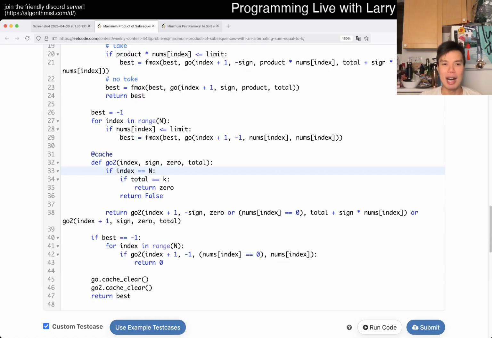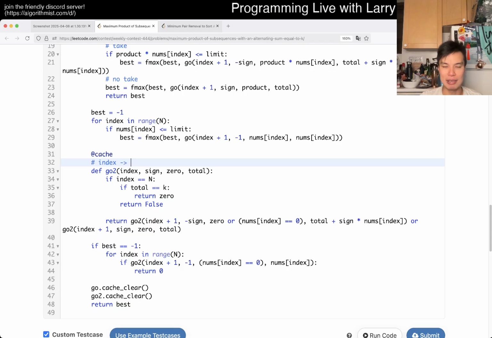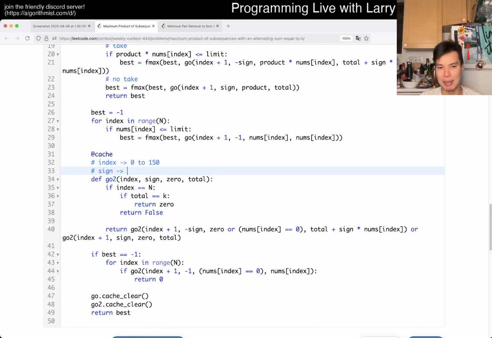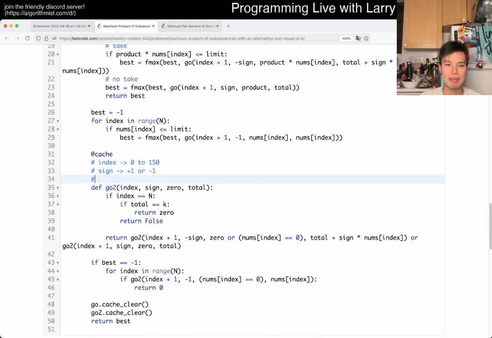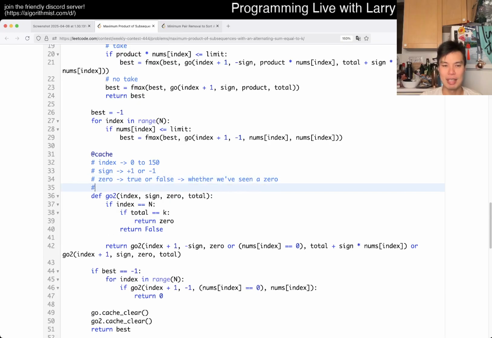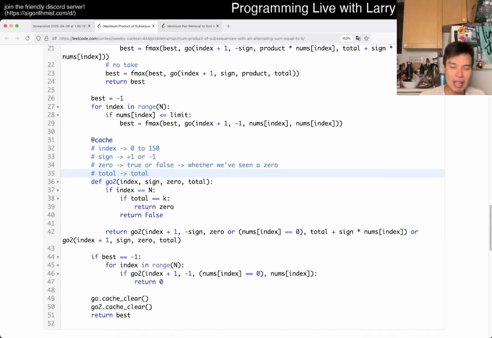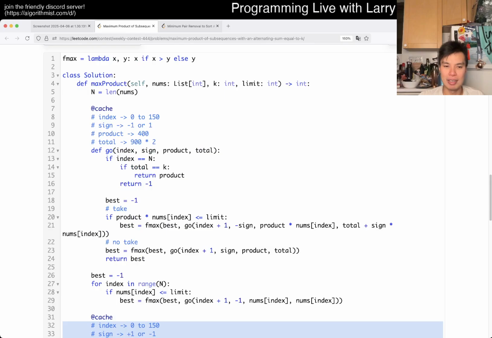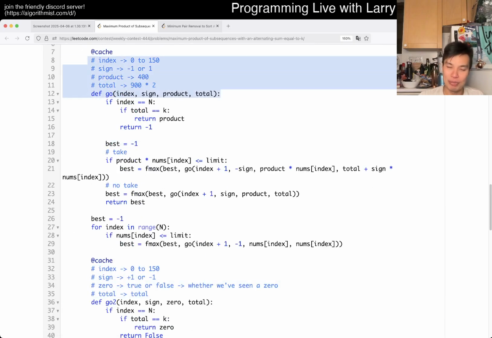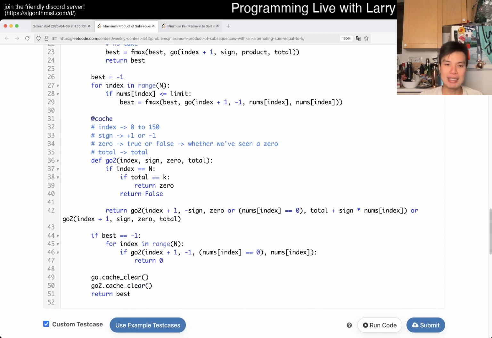And this is the same thing, except that index is, again, 0 to 150 or so. Sign is the same, plus 1 or negative 1. And then 0 is just true or false, whether we've seen a 0. And total is just total, right? So it's 0 to whatever, the same total. And I thought that if the first one is good, this is going to be better just in terms of complexity. So I didn't really think about the complexity at this point because 0 is going to be binary and product is 400. So it should be good, right? And then the base case is basically the same.